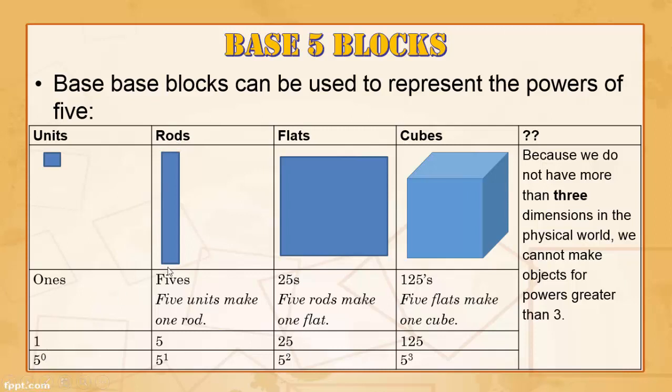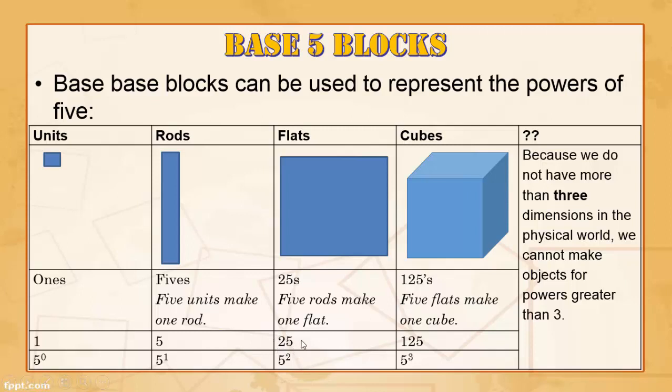Then we also have rods, okay? And these rods, instead of being made up of 10 parts, they're made up of 5 parts. So that's going to be 5 ones make up a rod, or 5 units make up a rod, and that would be 5 to the first power. Then the flats in base 5, well, that would be the 25s. And so 5 of the rods make one flat.